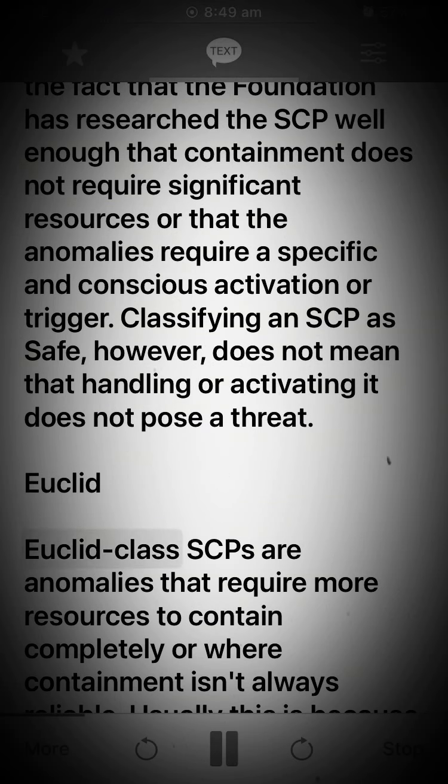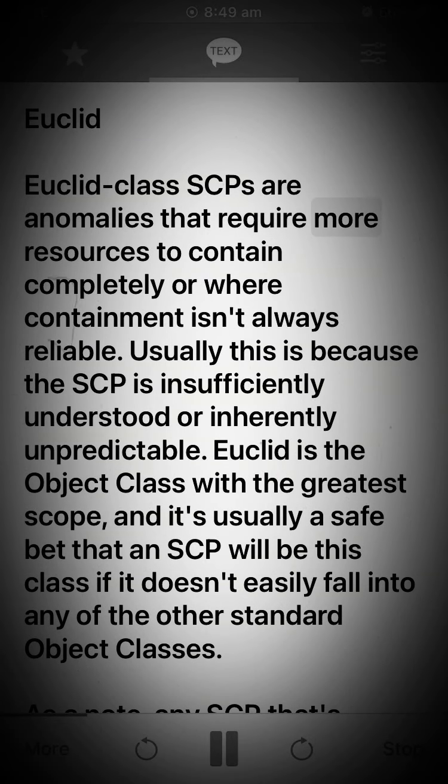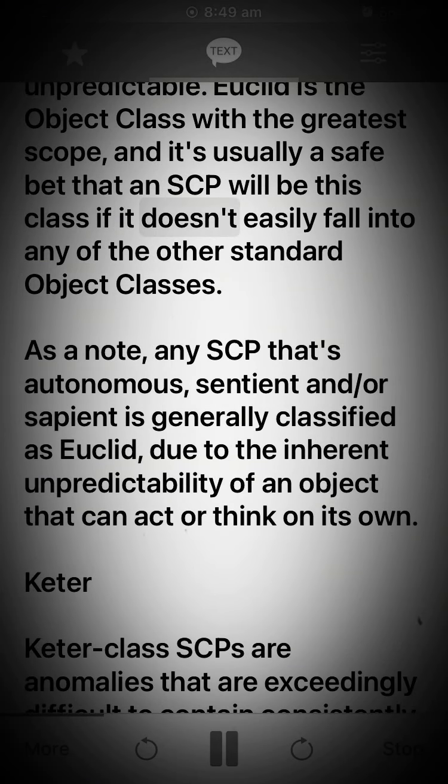Euclid. Euclid class SCPs are anomalies that require more resources to contain completely or where containment isn't always reliable. Usually this is because the SCP is insufficiently understood or inherently unpredictable. Euclid is the object class with the greatest scope, and it's usually a safe bet that an SCP will be this class if it doesn't easily fall into any of the other standard object classes. As a note, any SCP that's autonomous, sentient and/or sapient is generally classified as Euclid, due to the inherent unpredictability of an object that can act or think on its own.